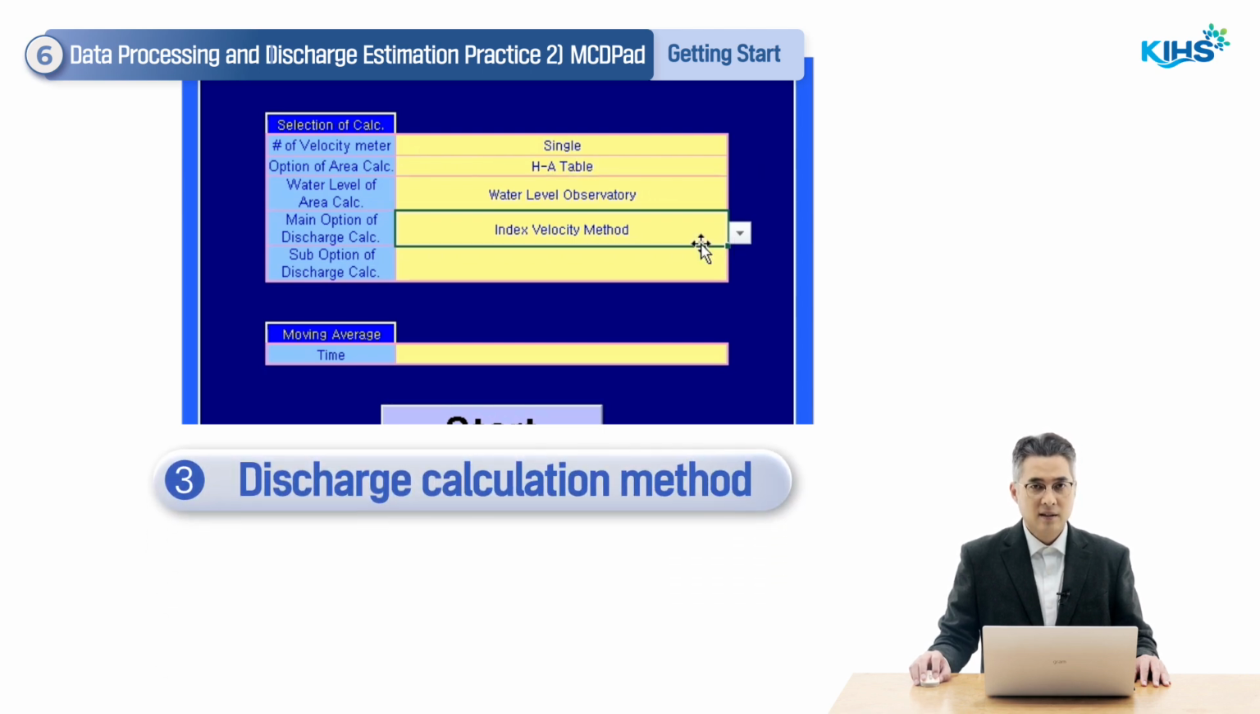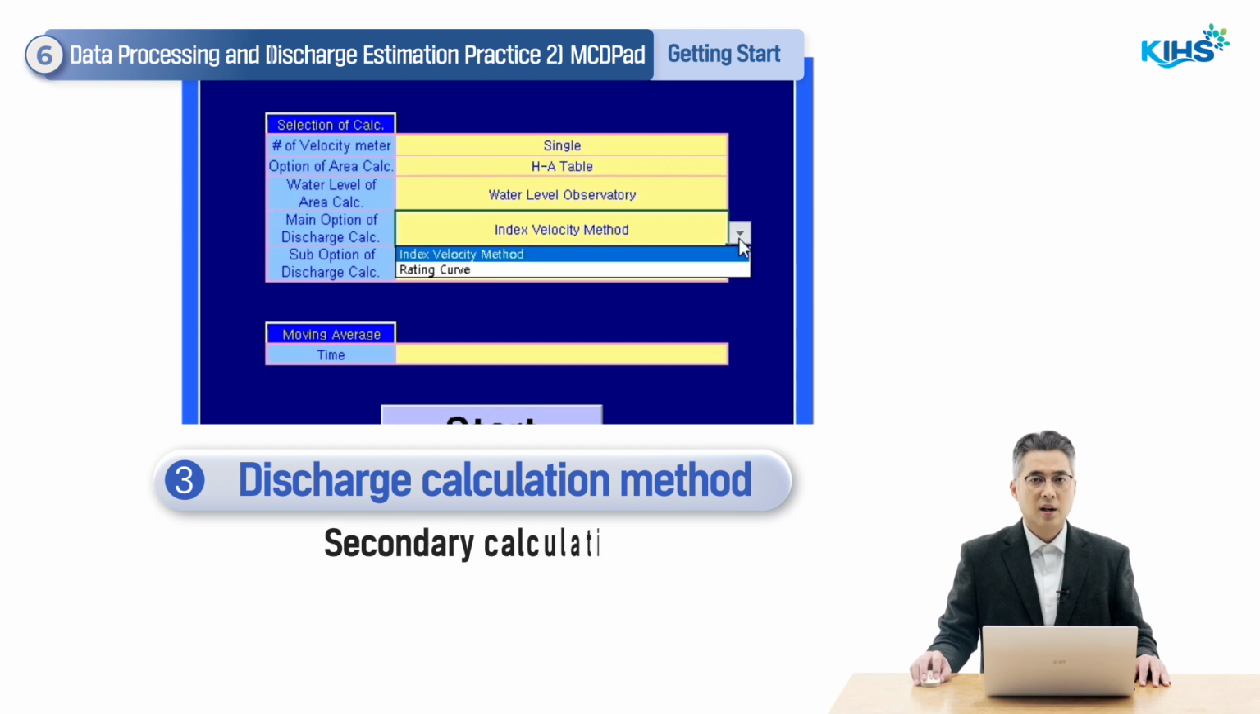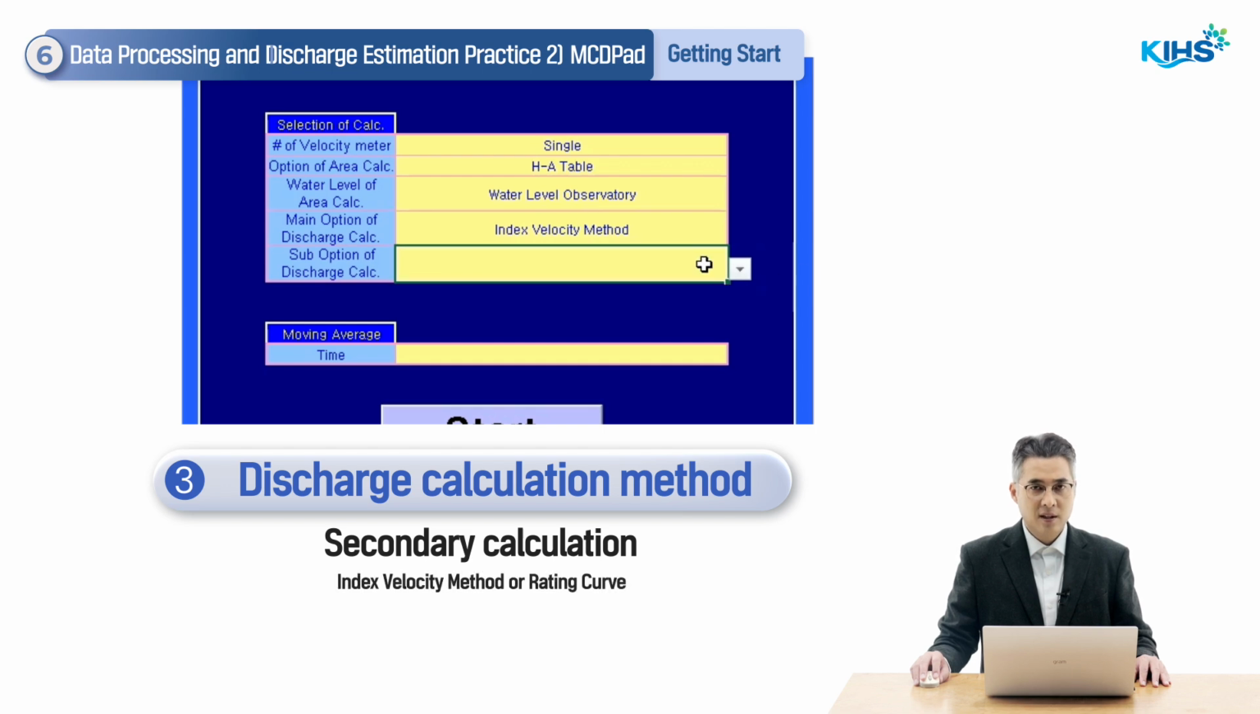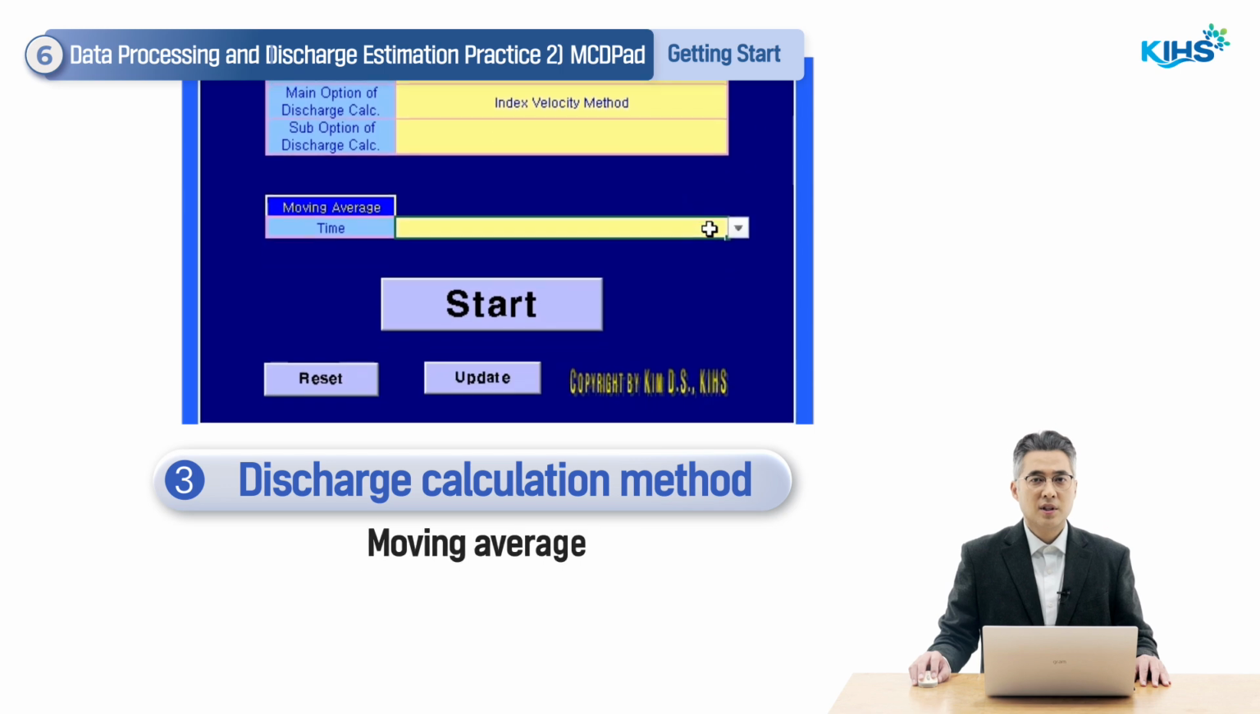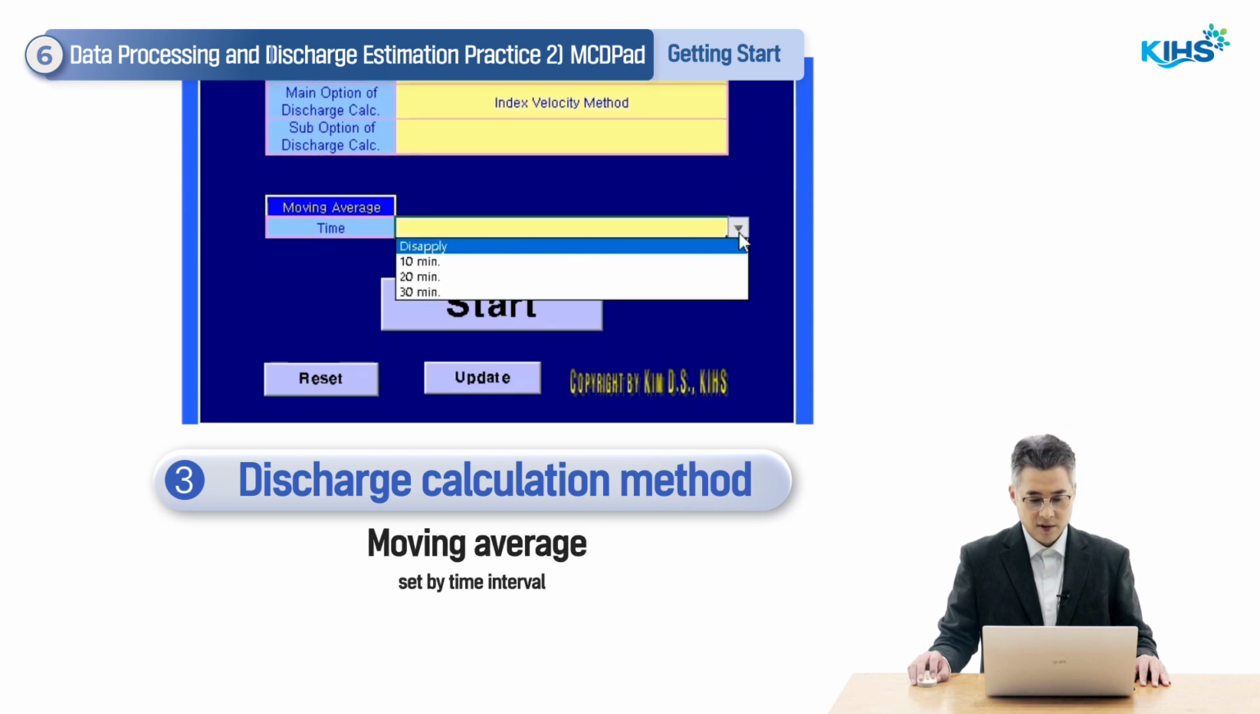Next, set the discharge estimation method. Under the primary calculation method, select either the index velocity method or the stage discharge curve. For the secondary method, choose the index velocity method or rating curve option. Next, set the moving average, which can be defined by the time interval.